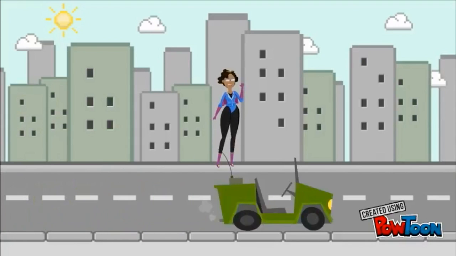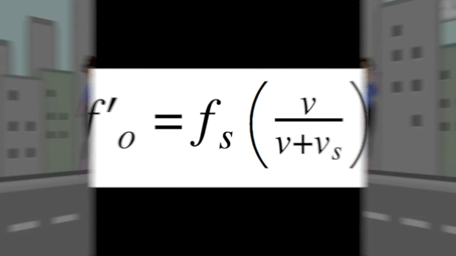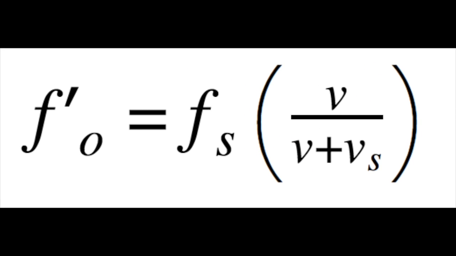However, in this case, the car is moving away from the observer. Therefore, as the observer is stationary, her velocity will be zero. But the source of sound is moving away from her, therefore the velocity will be a plus. And the final formula will look like this.